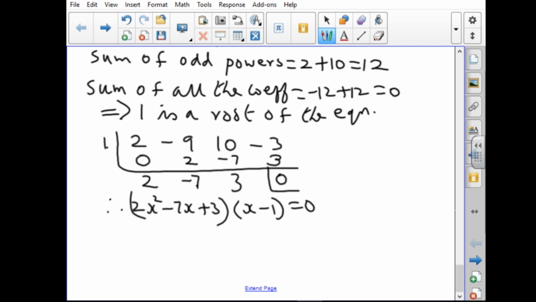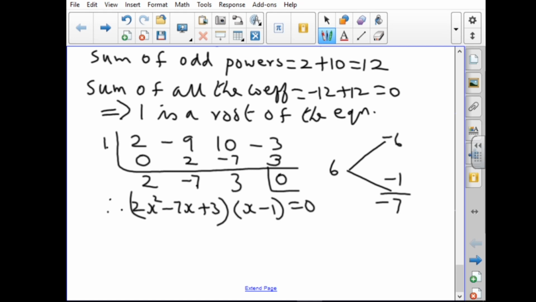So now we have to factorize this. So from x minus 1 equal to 0, we get x is equal to 1 as a root. From here we have to factorize. So can we factorize? The product is 6 and the sum is minus 7. So we will check it. 6 is the product and minus 7 is the sum. So minus 6 and minus 1. When you add, we get minus 7. When you multiply, we get 6.